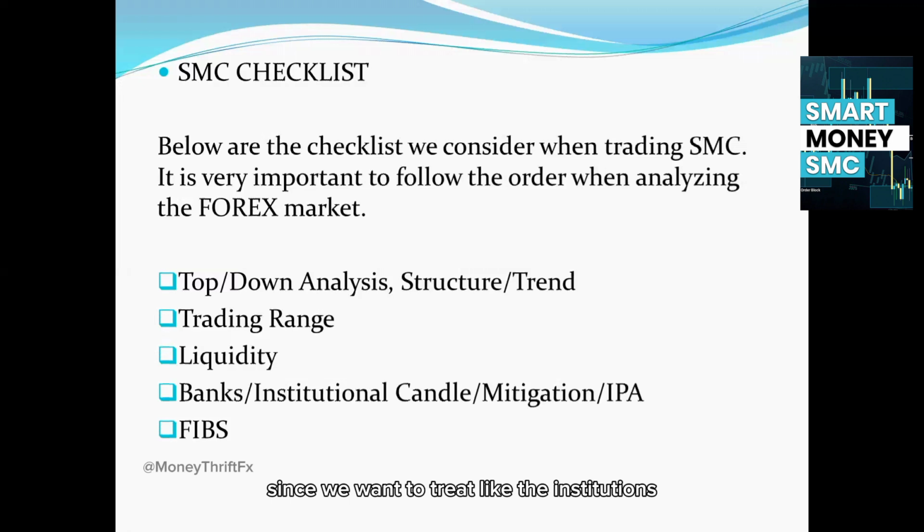All right, since we want to trade like the institutions, we want to see those footprint candles, where the banks are exactly hiding, so you can join them to take the trades they want to take. All right, so we want to understand the banks, institutional candles, mitigation, imbalance size, imbalance price action, that is IPA, imbalance price action. All right, and then finally the fees. So these are just the 5 checklists we use whenever we want to trade the SMC. Okay, so that is just the SMC checklist.